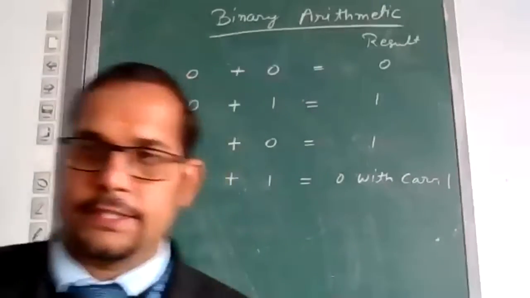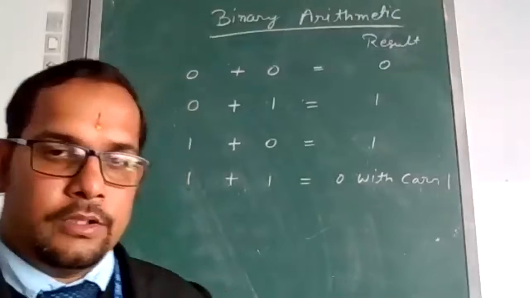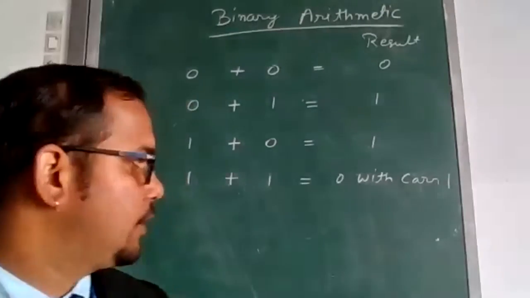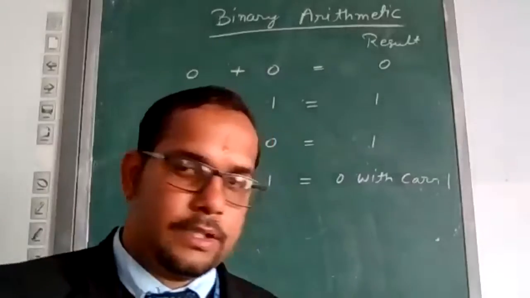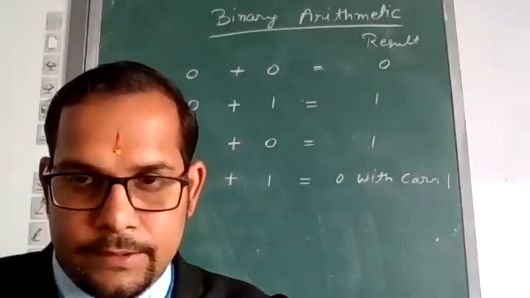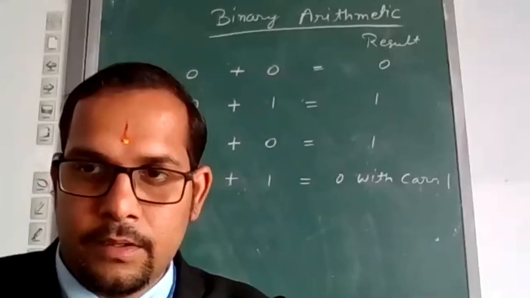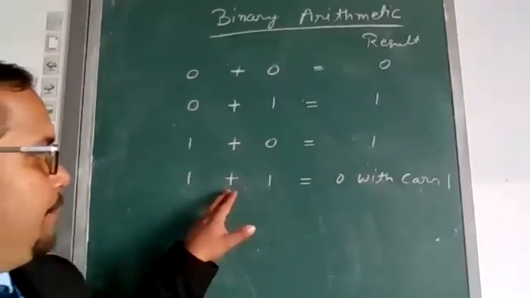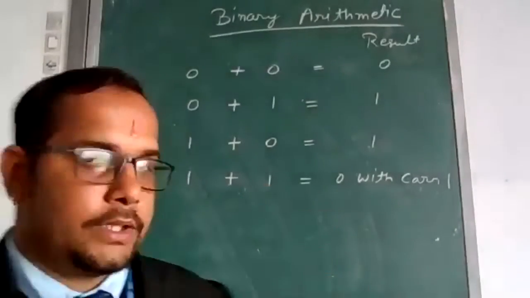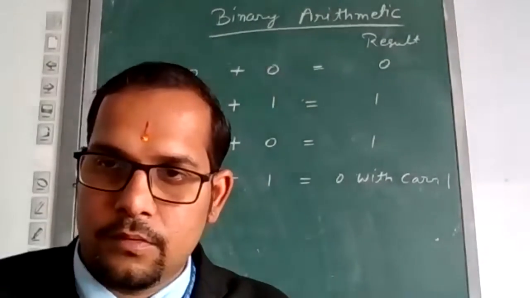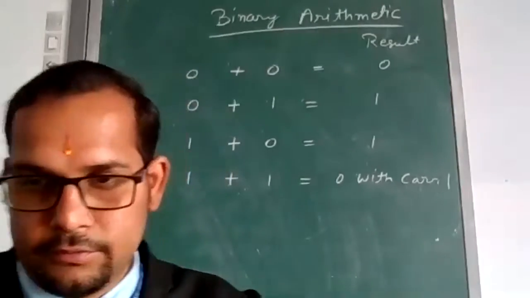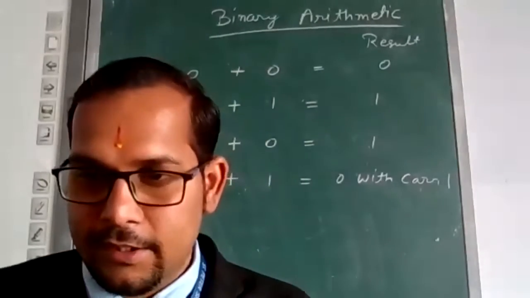But in maths, the correct answer of 1 plus 1 is 2. Or in computer, is it equal to 0 with carry 1? How? Does anybody know about this? ऐसा कैसे हो गया? In maths, 1 plus 1 is 2. ठीक है? But in computer, it is 0 with carry 1. Anybody knows? Sir, this is a rule. Very good. This rule तो है.